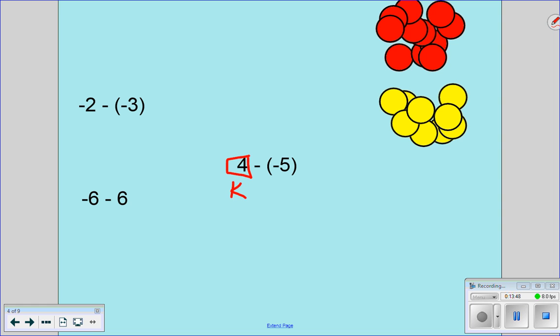What am I going to change next? Yep, I'm going to change it to a plus sign. And what am I going to do to the 5 then? Haley, make it into a positive. So this is how it looks: 4 plus 5, 9. That's what my answer would be for that. 9.